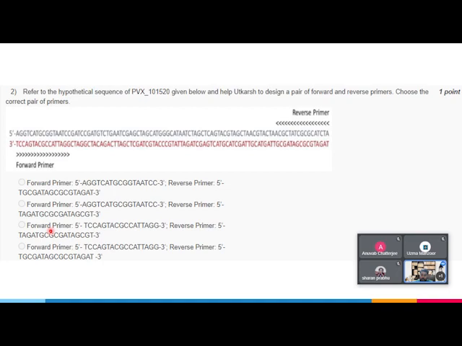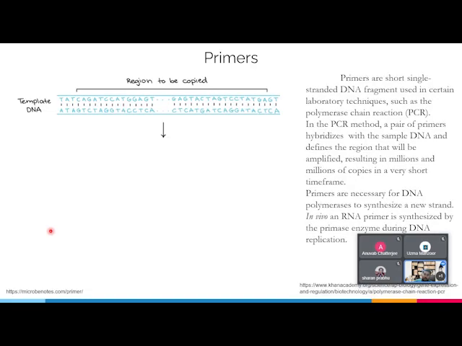Okay, let us try and solve this instead. What exactly are primers? Primers are short single-stranded DNA fragments which are used in several laboratory techniques such as PCR. In PCR, a pair of primers hybridize with the sample DNA, which defines the region to be amplified and results in a copy or millions of copies being formed, just like we saw in the previous question.